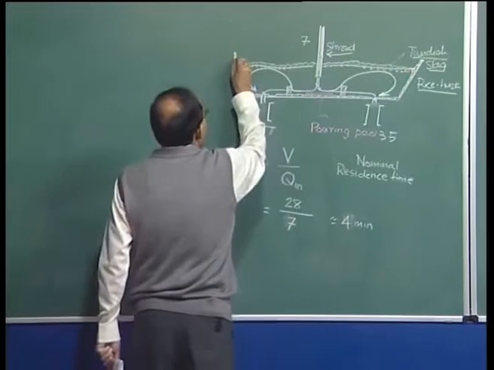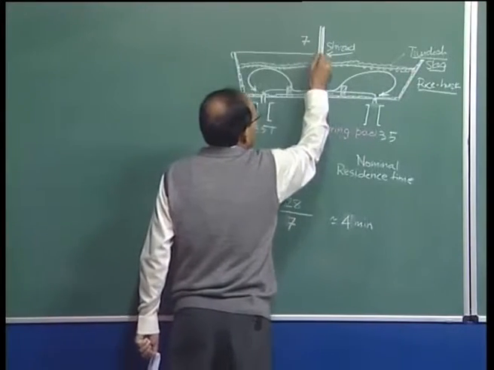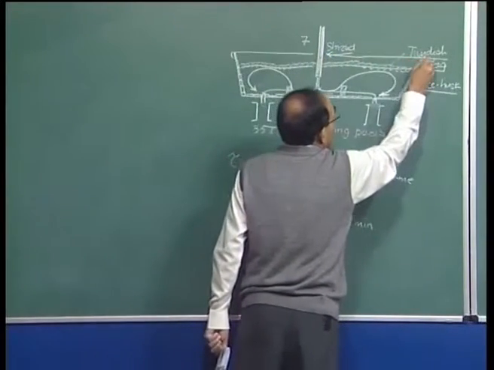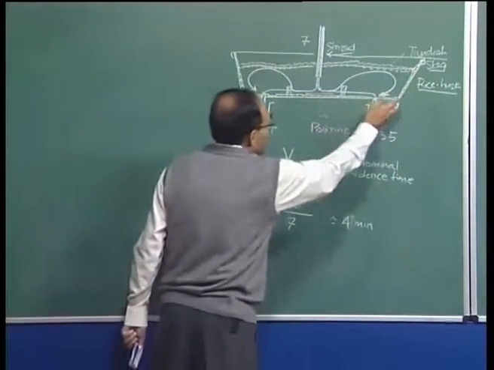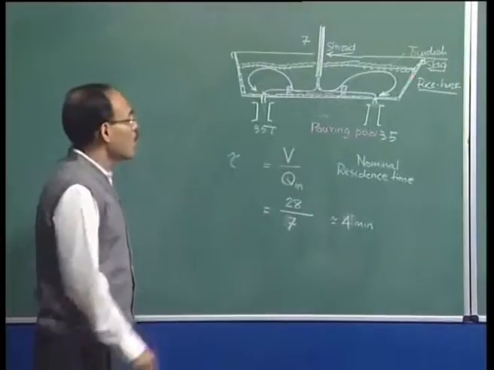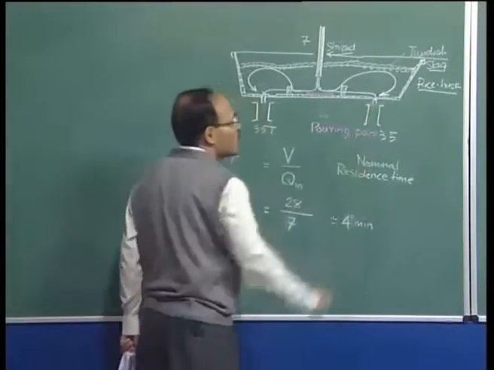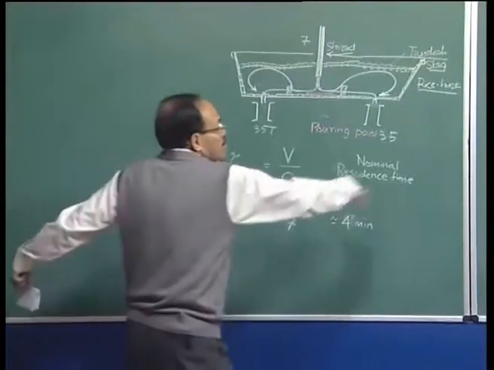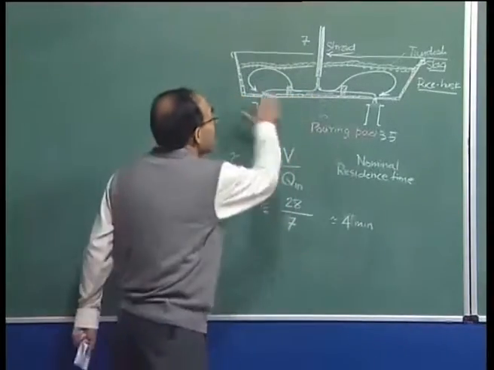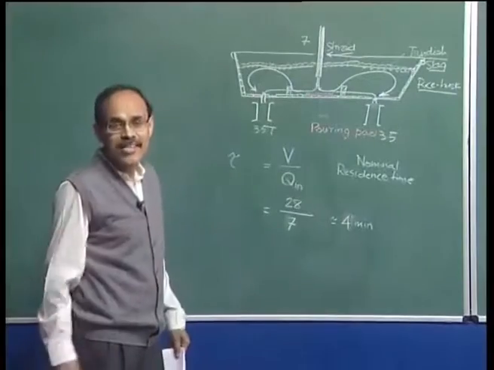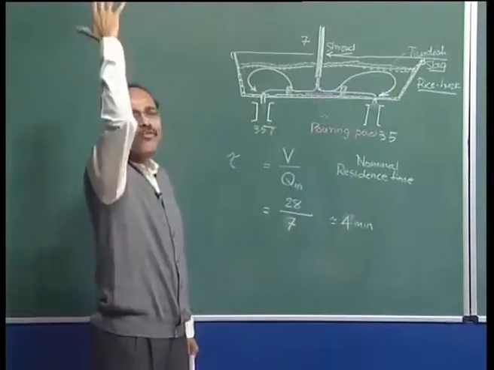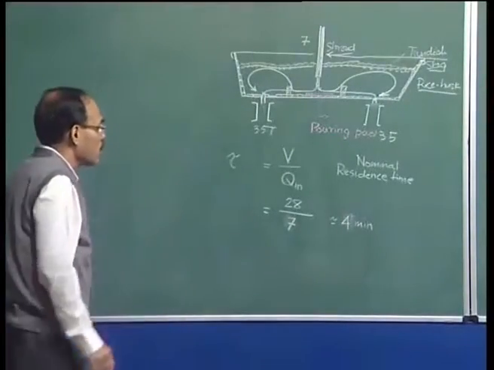Tundishes are also going to be covered with refractory. If you are talking of slab casting tundishes, what would be the length of this tundish? We are talking about 6 to 7 meters long. So, you can imagine that the surface area is going to be enormous, and if the surface area is enormous, there is going to be a tremendous amount of heat loss from the tundish itself.